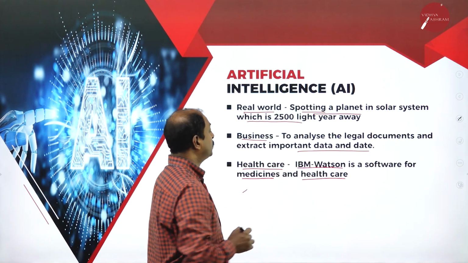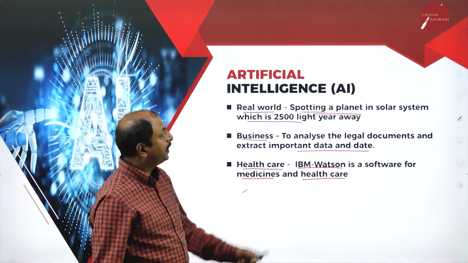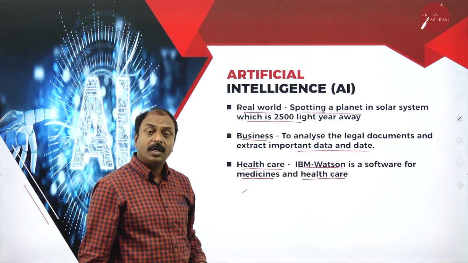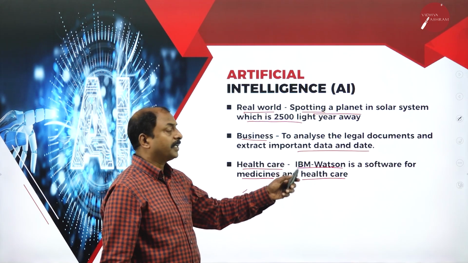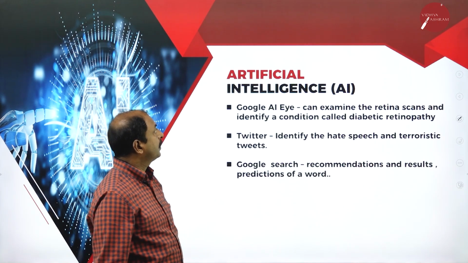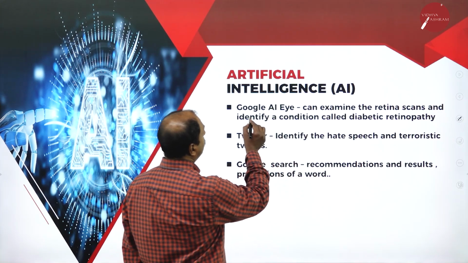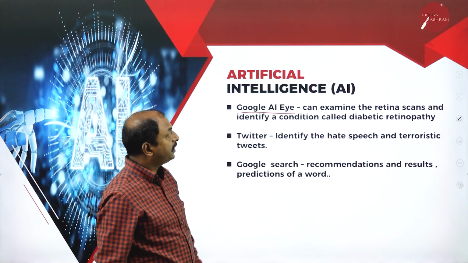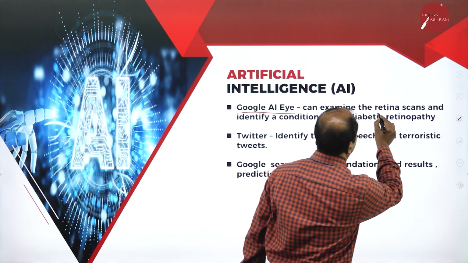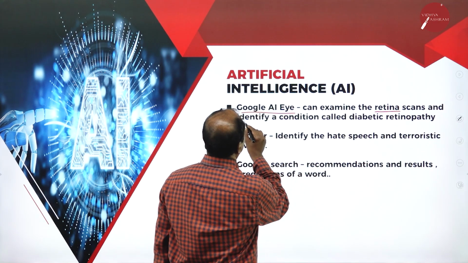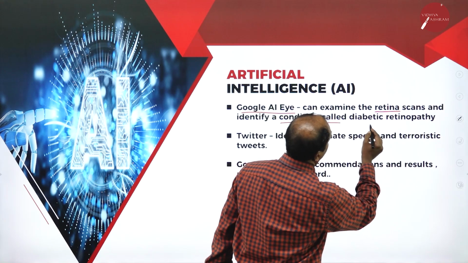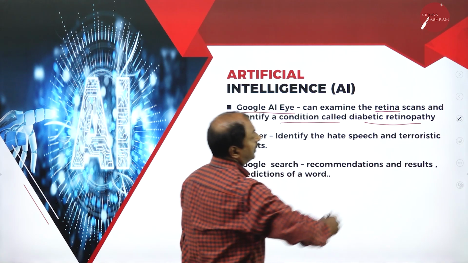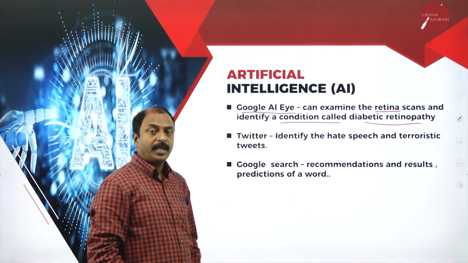So IBM Watson is a software which is powered by artificial intelligence, which we are using in the field of healthcare. In the next slide. Now, Google AI, this is one of the applications. It can examine retina scans and identify a condition called diabetic retinopathy. So this is another application of AI.